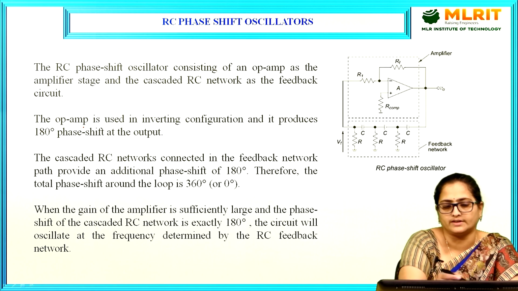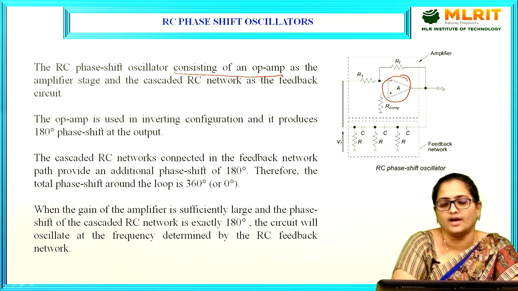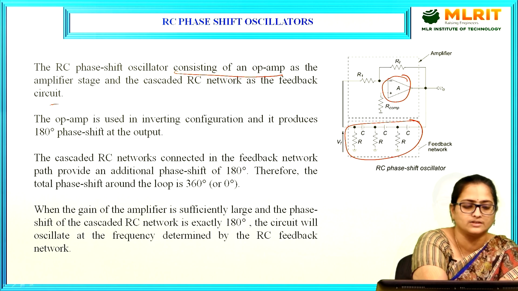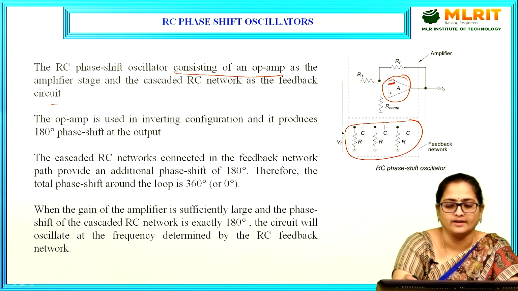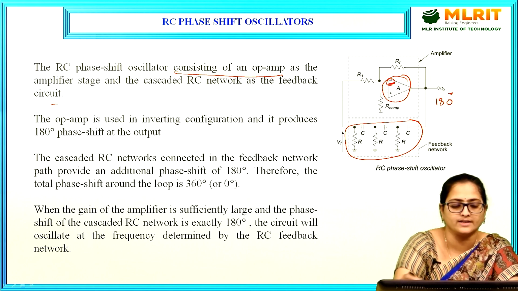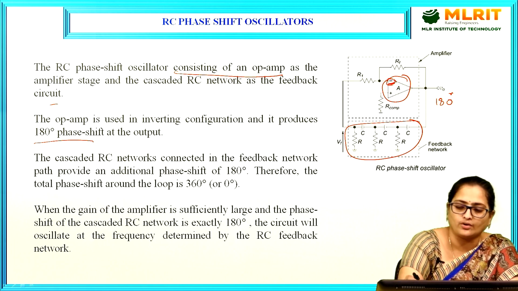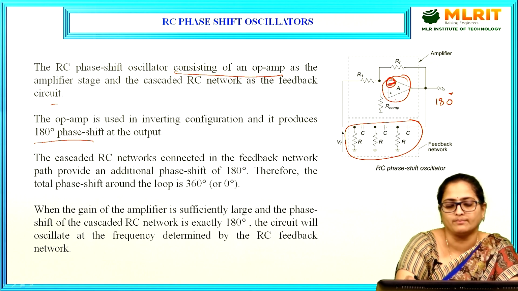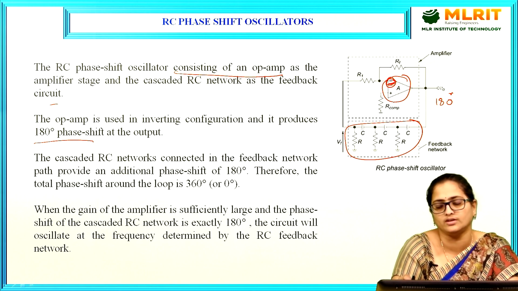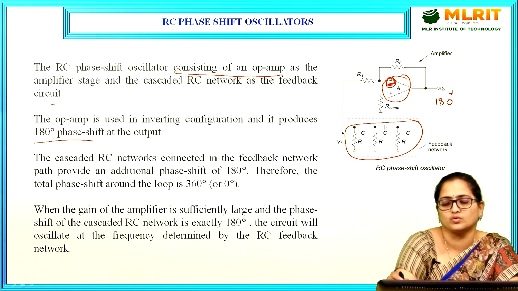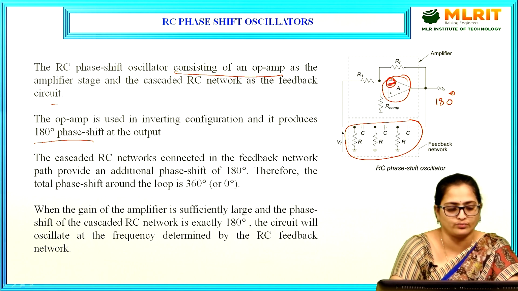An RC phase shift oscillator consists of an op-amp as an inverting stage cascaded with an RC network as a feedback circuit. The op-amp is used in an inverting configuration, and it produces an output with 180 degrees phase shift. As we are giving input to the negative terminal of the op-amp, we can say this op-amp is used in an inverting configuration. As it is used in inverting configuration, the output produced here will be 180 degrees out of phase.